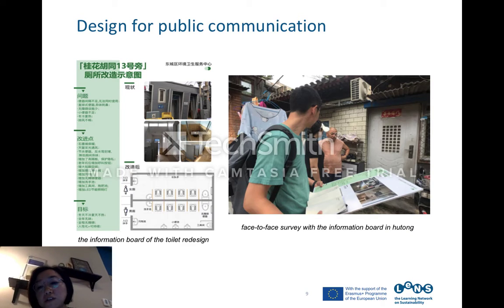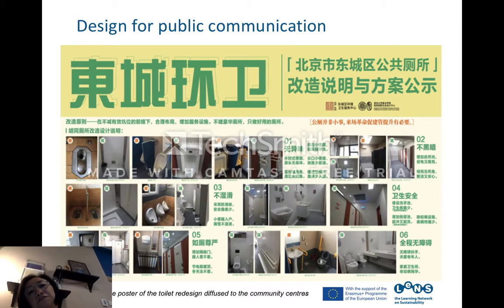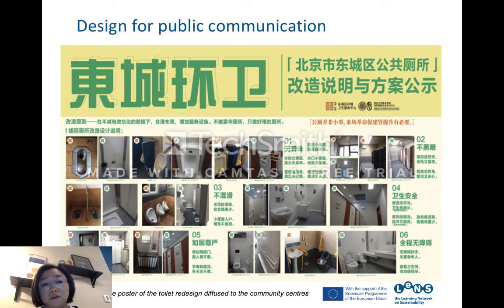After the construction of the public toilets, we try to understand the user experience of the new toilets, whether there is any possibility for us to improve in the next stage of work, or whether there is anything we missed. So different tools were created and diffused in different communities.